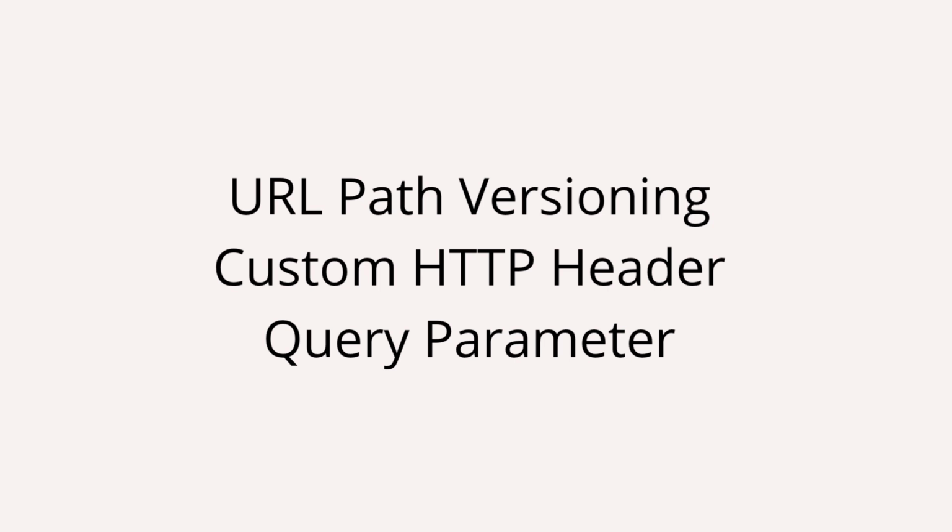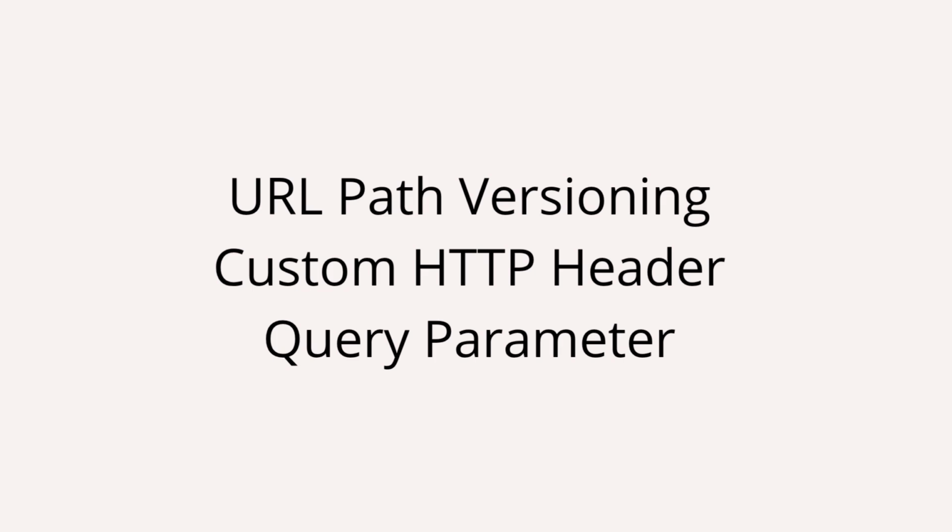How do users specify which API version to use? There are three popular methods. URL path versioning, the most common. Versions appear in the URL, like v1/stocks or v2/stocks. This is clear, easy to debug, and works well with documentation.